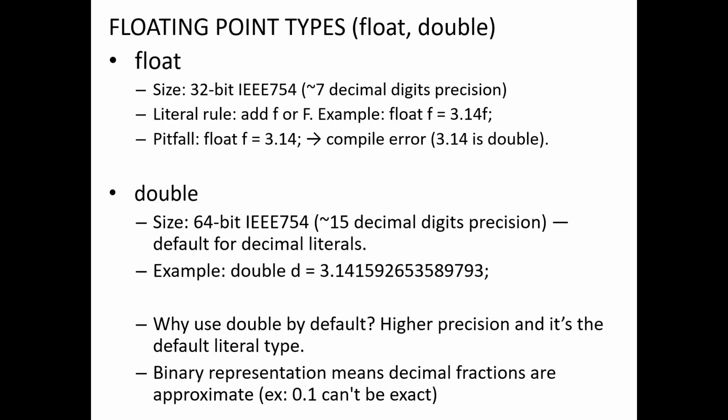Now we have two floating point numbers. First is float, so the size is 32 bits. It is defined up to 7 decimal points. The literal rule is that for float, you need to append an F, capital or small is your choice, but we need to define it. Otherwise, it will give you a compilation error.